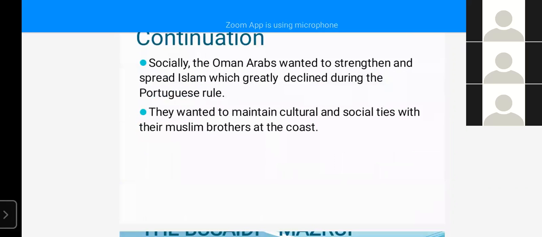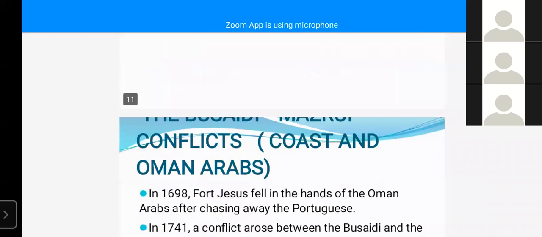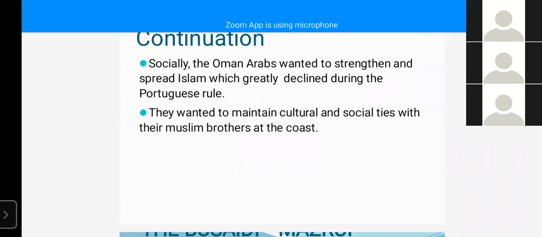Socially, it's because they wanted to strengthen and spread what? Islam, yes. The new Islamic religion. They felt everybody should be Islamized, become a Muslim and follow their doctrines. So they felt if they got to the East African coast, then there would be that strength to have it spread. And the last one was to maintain the culture and social ties with the Muslim brothers at the coast. We know that the coast had been dominated by the Arabs, and there was a lot in common that the leadership in Oman felt if they got it here, then it would be maintained. It is this that would help them feel at home, as East or West, home is best. And birds of the same feather would be flocking together because of those cultural and social ties.